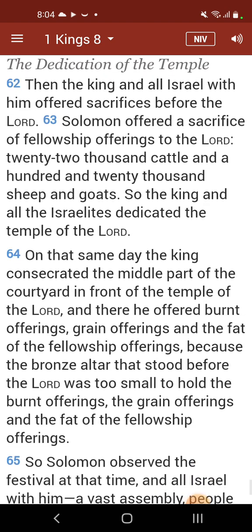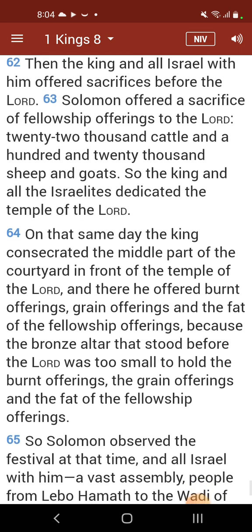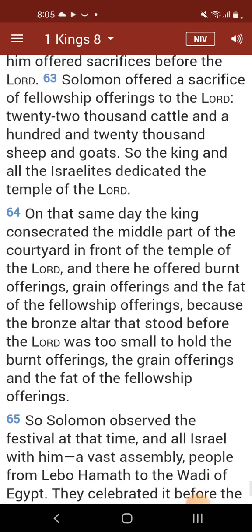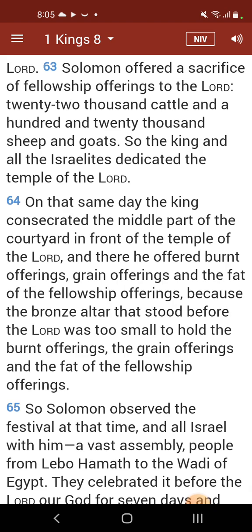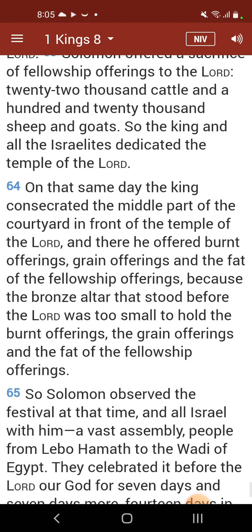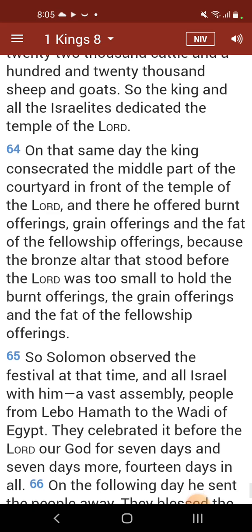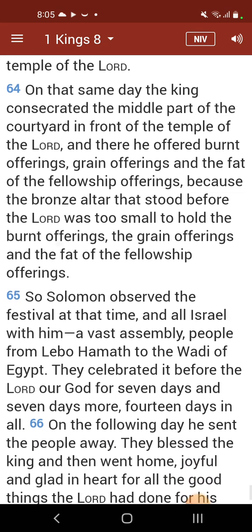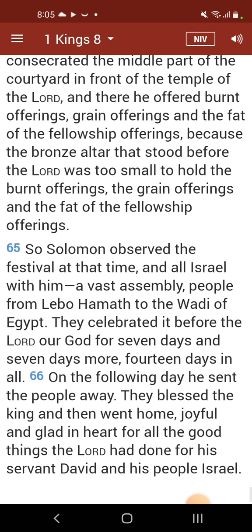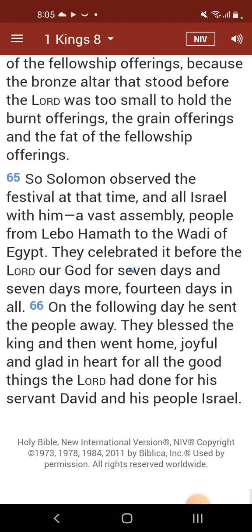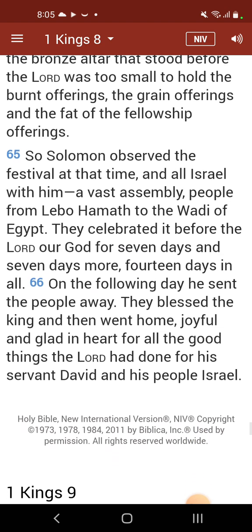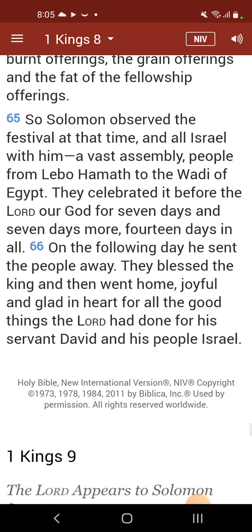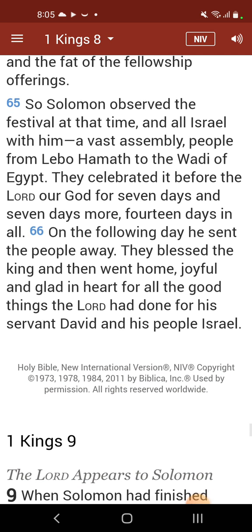On that same day, the king consecrated the middle part of the courtyard in front of the temple of the Lord, and there he offered burnt offerings, grain offerings, and the fat of the fellowship offerings, because the bronze altar that stood before the Lord was too small to hold the burnt offerings, the grain offerings, and the fat of the fellowship offerings. So Solomon observed the festival at that time, and all Israel with him, a vast assembly, people from Lebo Hamath to the Wadi of Egypt.